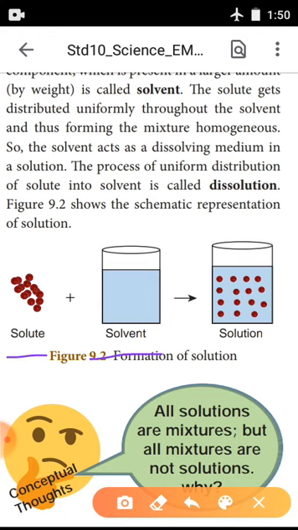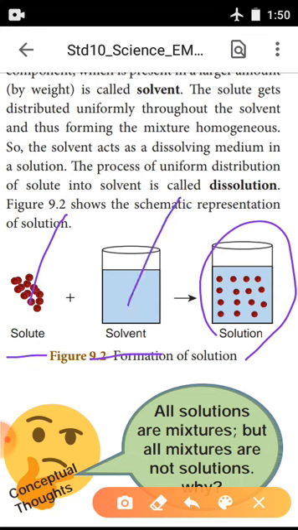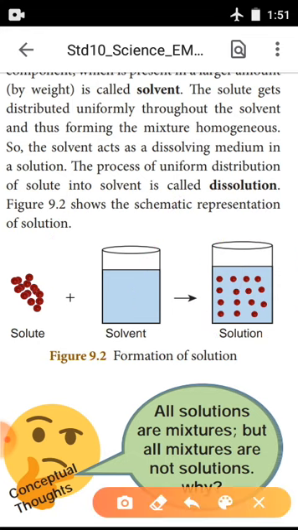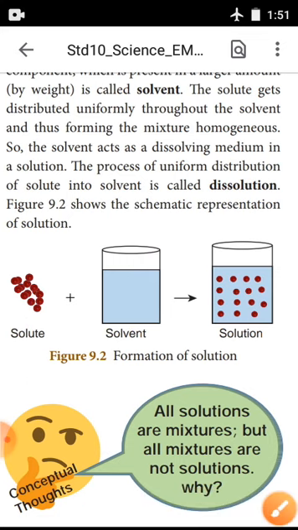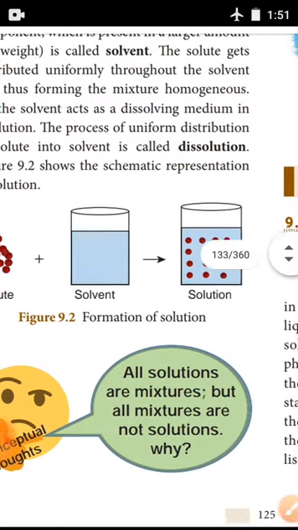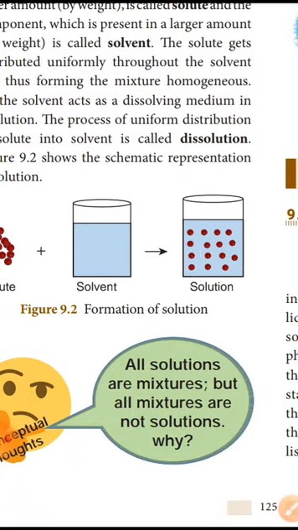Then what is solute? The lesser amount by weight is called solute, that is solid. For example, salt and sugar. Okay, so if you are preparing a sugar solution, we take sugar and water, then we can get sugar solution. If you are going to prepare a salt solution, we need salt and water, then we can get salt solution. So all the solutions are mixtures. All the solutions are mixtures, but all the mixtures are not solutions.